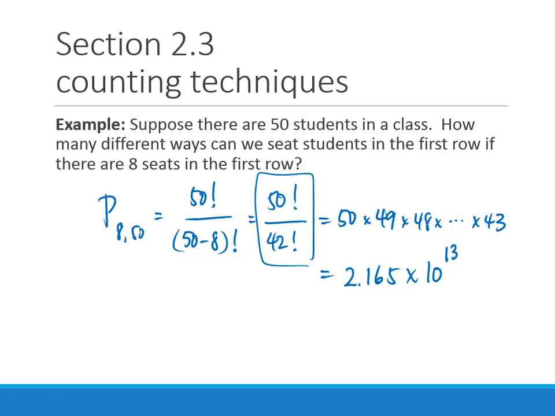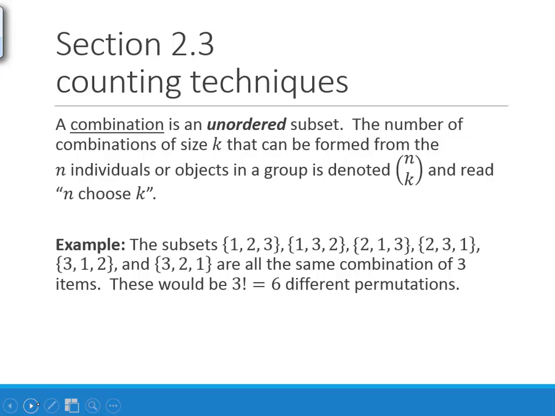Questions, comments? We all okay? Going too slow, too fast? Forge ahead then. All right, so those are permutations. Those are ordered subsets of a list.